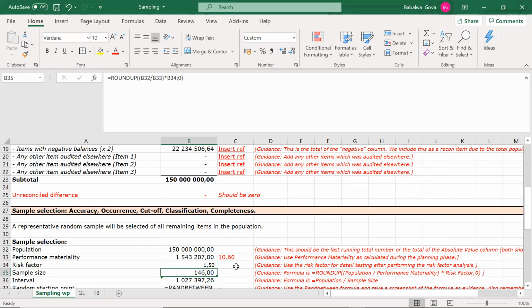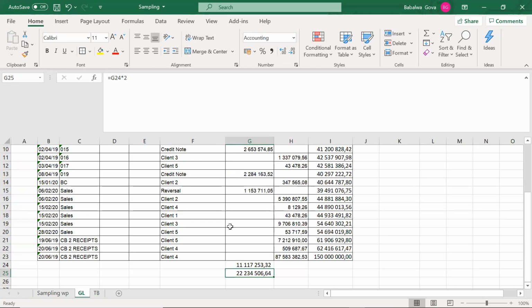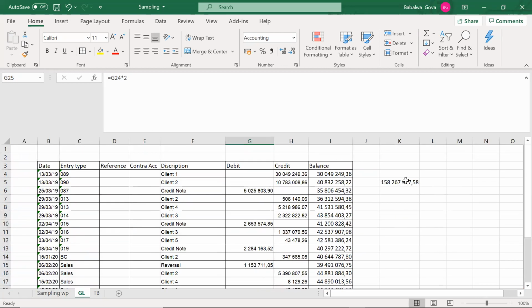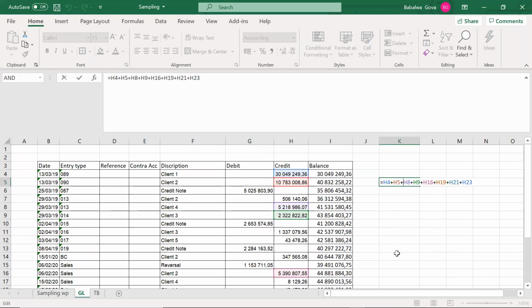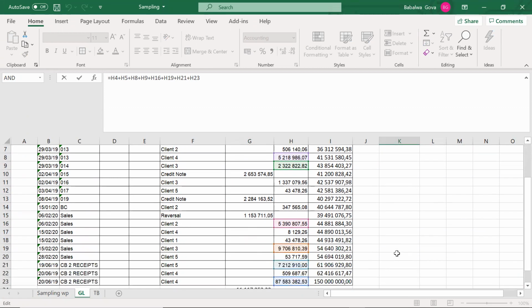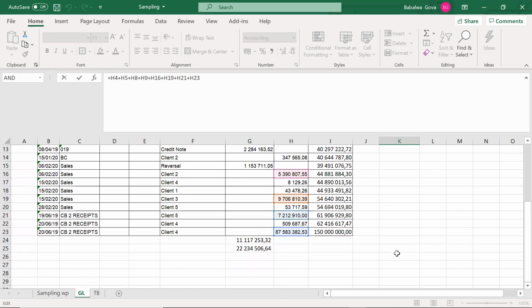If you go to your GL, and from the GL already, you know that your items that are significantly above your performance materiality are already tested separately because they are specifically identified as items to be tested. The remaining items that are available for testing then becomes 1, 2, 3, 4, 5, 6, 7, 8. You only are left with 8 items that you are able to select for testing.